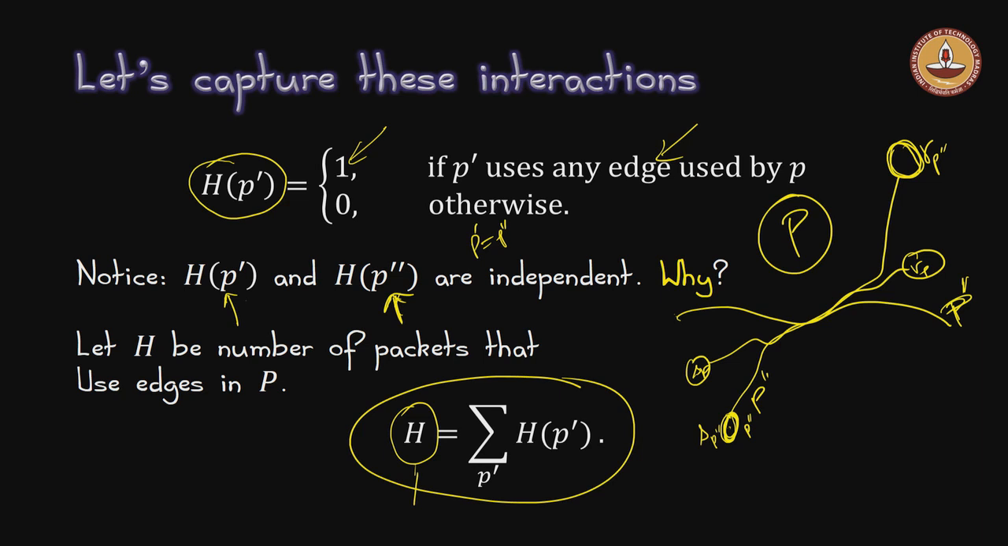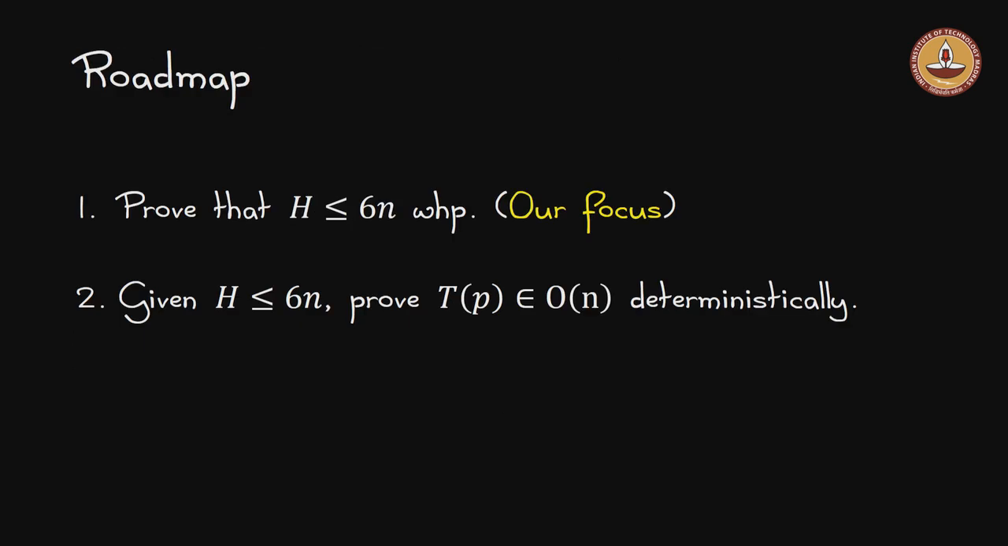What we are claiming is this: whether it will interact or not purely depends on the randomness over here. And as a result, these two quantities H p prime and H p double prime are going to be independent of each other. So, now this is our roadmap.